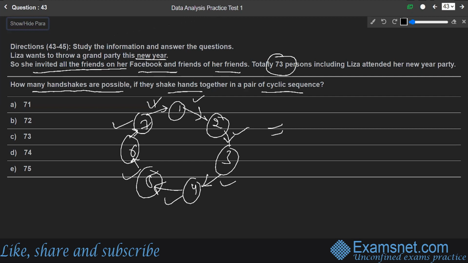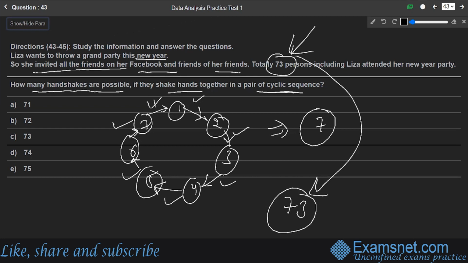So what we found out was that if there are 7 people in a cyclic sequence and they shake hands, then the total number of handshakes is 7 only. So the total number of handshakes is equal to the number of people. There he is asking how many handshakes are possible if they shake hands together in a pair in a cyclic sequence. So if there are 73 people, the number of handshakes in a cyclic sequence will be equal to the number of people shaking hands, which is 73 itself. So the total number of handshakes in a cyclic sequence will simply be 73, and that is the right answer.